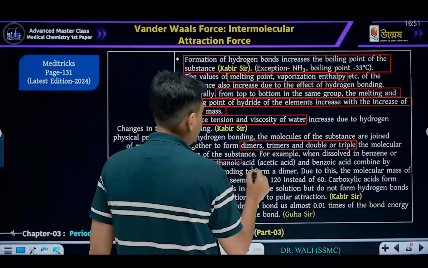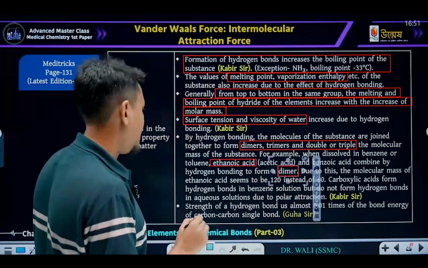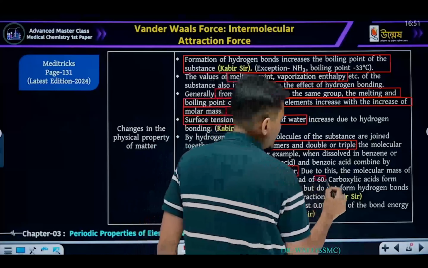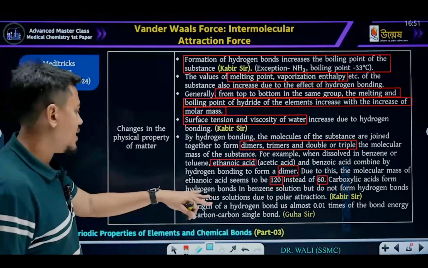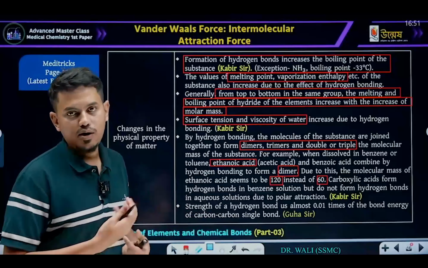Such as ethanoic acid. Ethanoic acid forms a dimer because of hydrogen bonding. That's why the molecular mass of ethanoic acid seems like 120, though it is actually 60. Carboxylic acids form hydrogen bonds in benzene solution, but do not form hydrogen bonds in aqueous solution because of polar attraction. It's obvious. Polar will dissolve into polar substances, polar compounds.